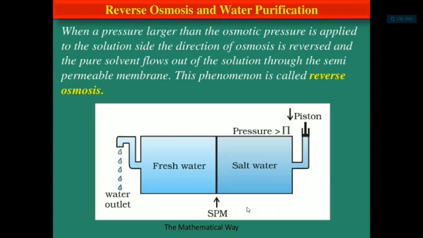This is reverse osmosis. Here in the diagram you can see the semi-permeable membrane, with pressure greater than osmotic pressure applied through the piston on the salt water. Then fresh water separates from the salt water, and the water at the outlet is collected.